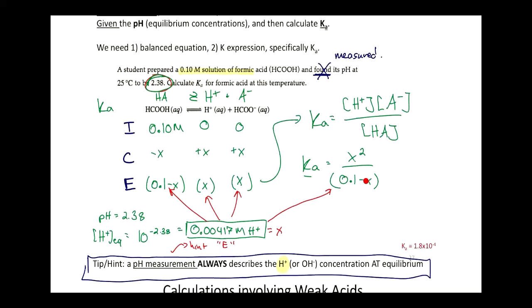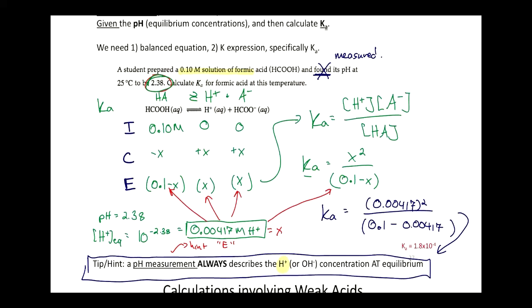And so should I make an approximation here? Should I get rid of that minus X? No, because you know what X is. If you make an approximation right now, you're just being lazy. All right, you know what X is, just plug it in. So let's do that. So Ka equals 0.00417 squared over 0.1 minus 0.00417. There we go. All right, and so that's Ka. Don't forget the square up top because it's x squared. And so you get that the Ka value is something like 1.8 times 10 to the negative 4.